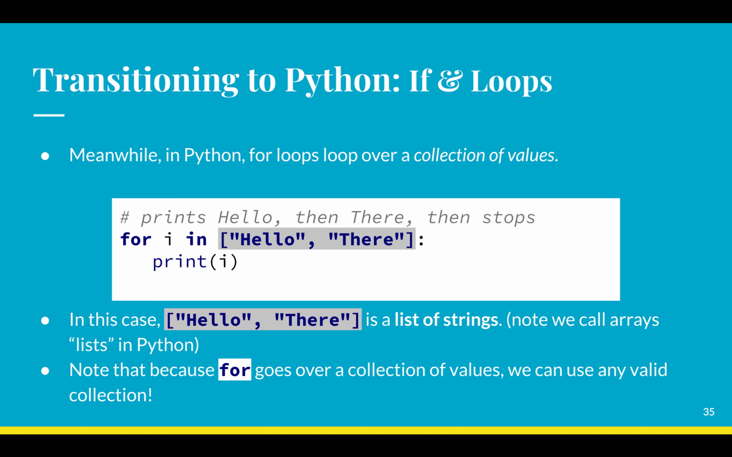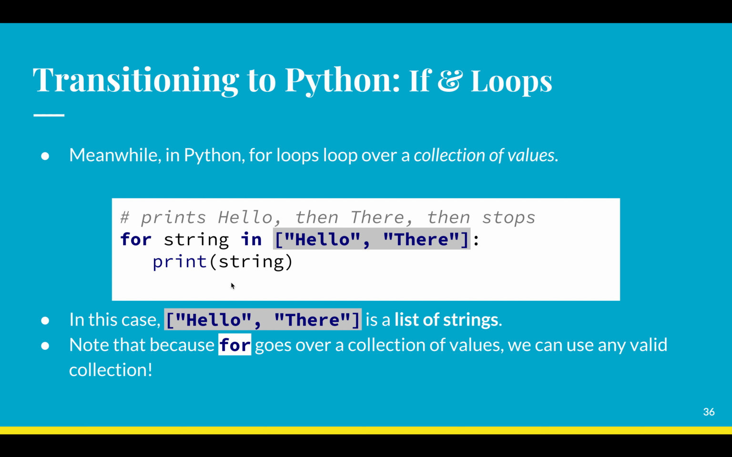Again, remember that Python loops loop over something that you can iterate over. So here for i in the list hello, there, i would first be hello, and then i would next be there. And so we print out hello, and then we print out there. Now, again, note that we can use any name here, and that's no problem. It doesn't have to be i.